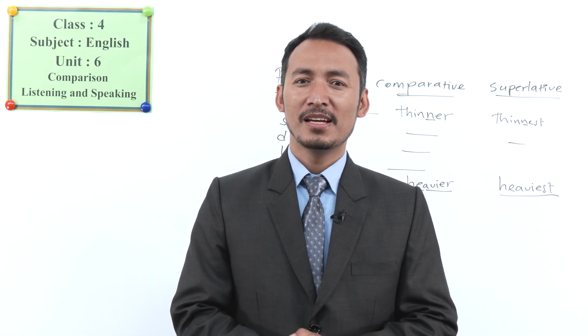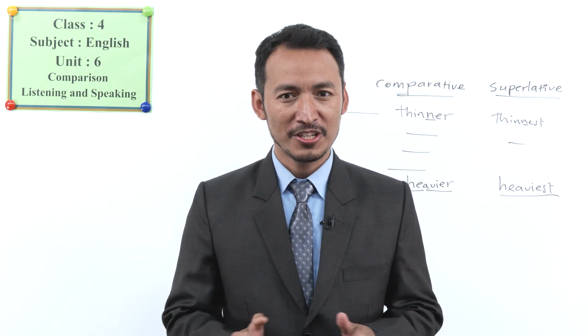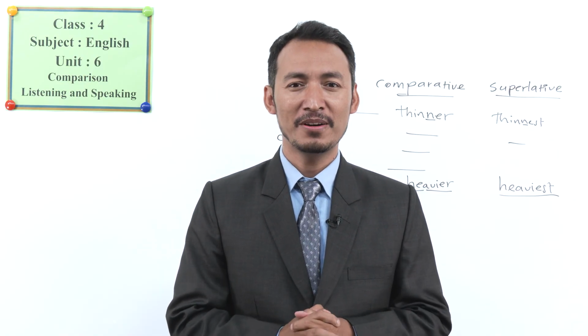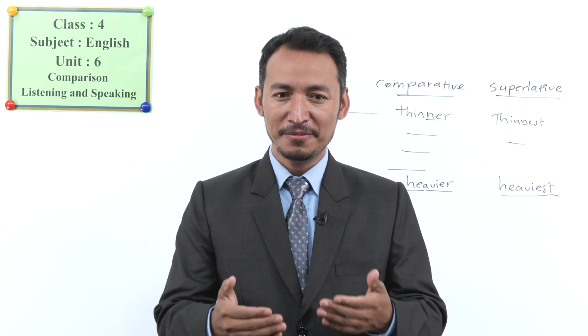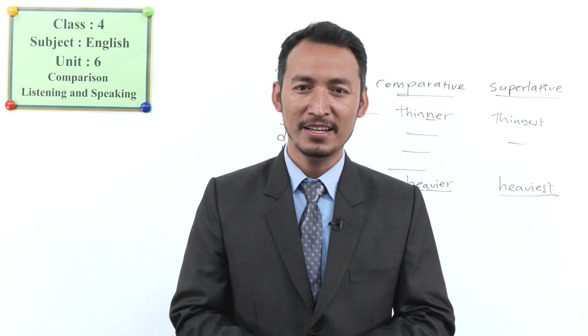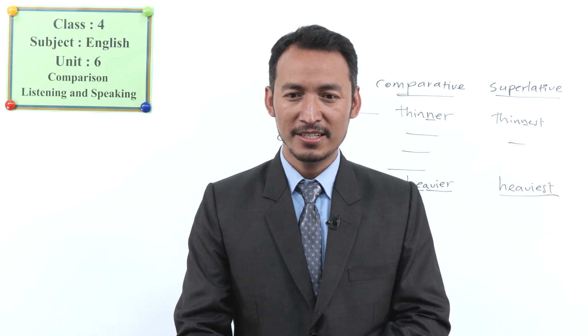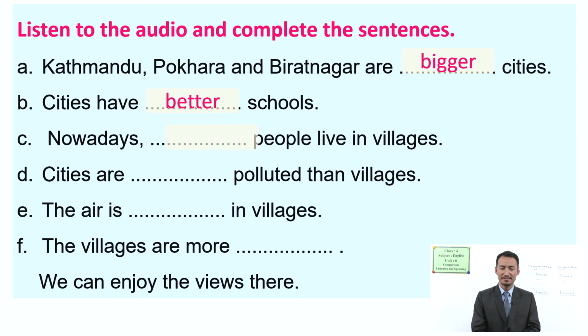Okay students, I hope you have corrected your answers as well. So we have almost completed all the listening exercises. Now we have one more exercise, that is to check your answers with mine, okay students? So I have here the list of the answers. Let's check together, okay students? So Kathmandu, Pokhara and Biratnagar are bigger cities. Is it correct in yours? Okay, very good. Cities have better schools, okay?